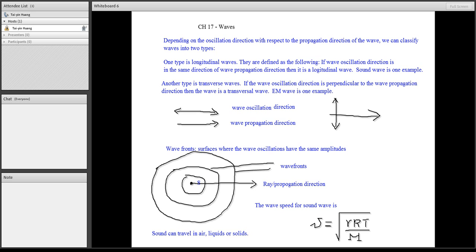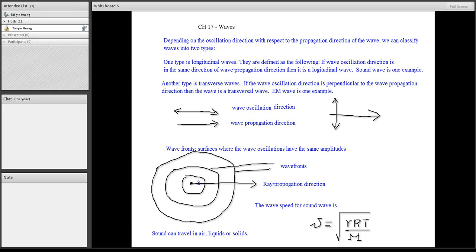Now, if the wave oscillation, or the particle oscillation, is in the same direction as the wave propagation direction, this kind of wave we call longitudinal waves. A sound wave is a longitudinal wave.